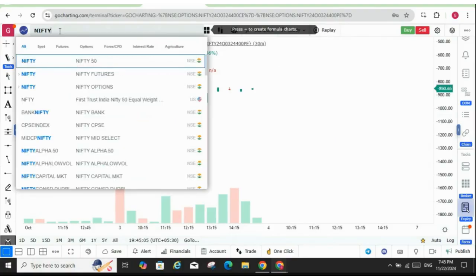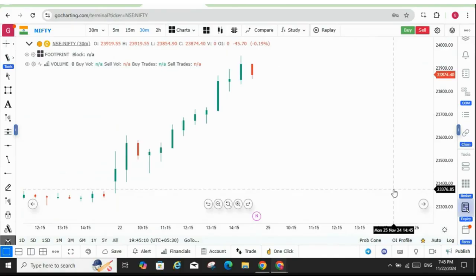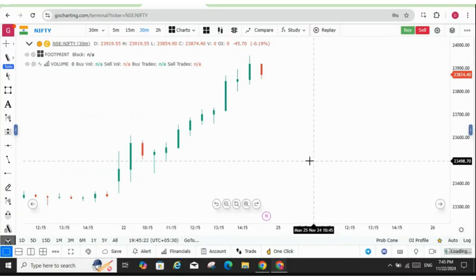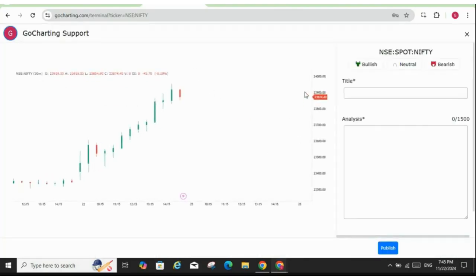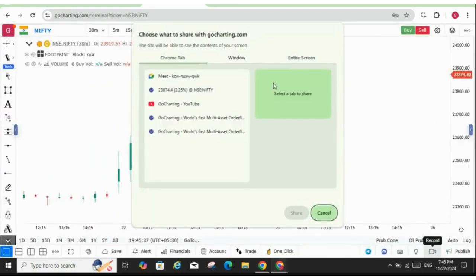Then we'll go again to Nifty chart. Then these are calendar. So I have covered the important features which are helpful for trading. We also have this publish feature where you can publish your studies. This will create an image of your study over here, and then you can put your analysis and title, and this will publish. Then you can also do the screen recording here, and you can again publish it.